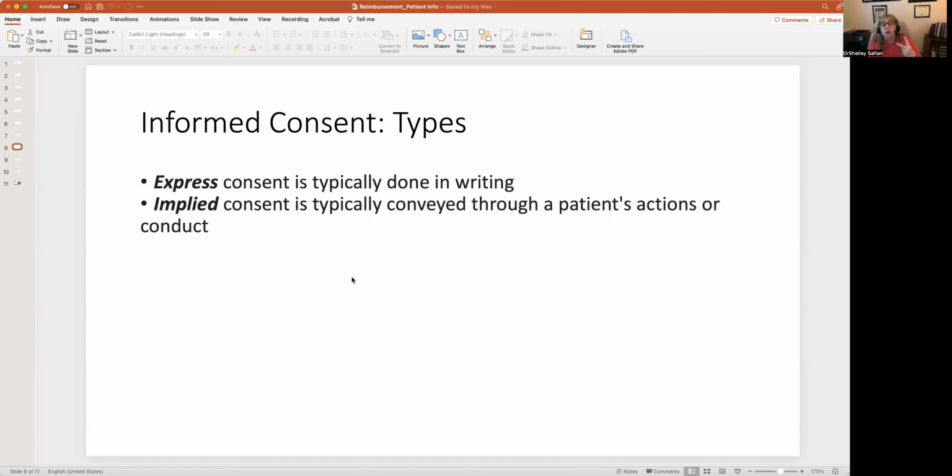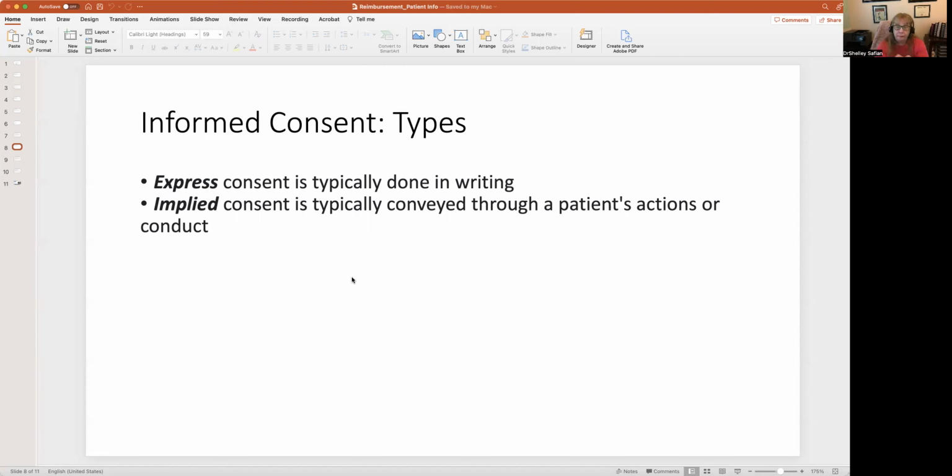Okay, so there are two types of informed consent. The first is express. Express consent is, here is a form. The form states that you, the patient, are giving us permission to tell the lab, or your insurance company, or whomever exactly what, why, who, where. And then the patient signs it. Could be ink, it could be electronic, doesn't matter. It's in writing.